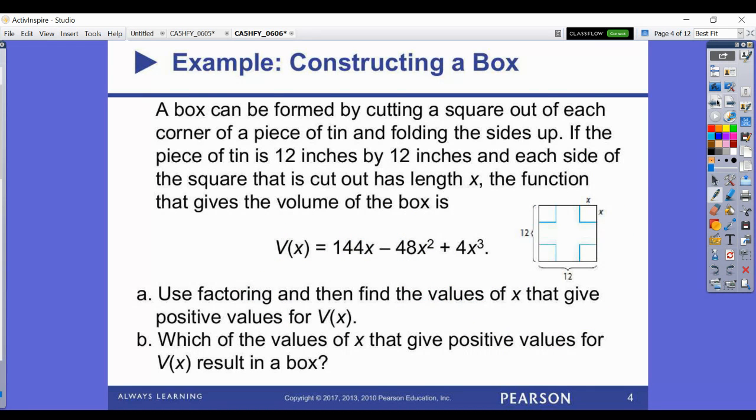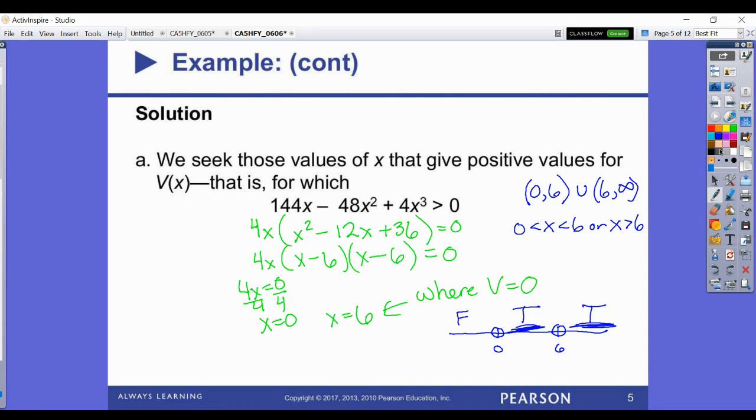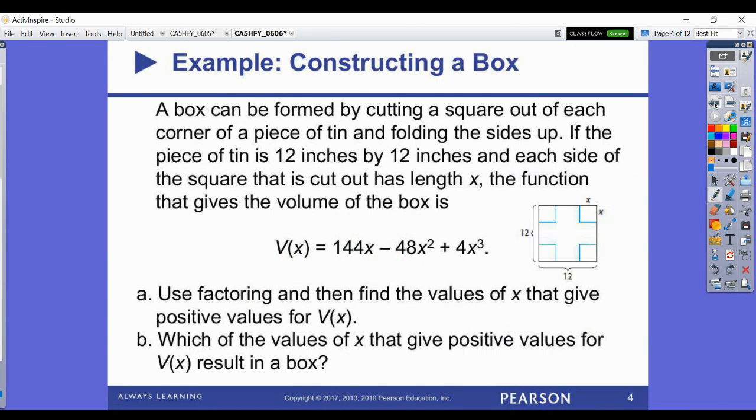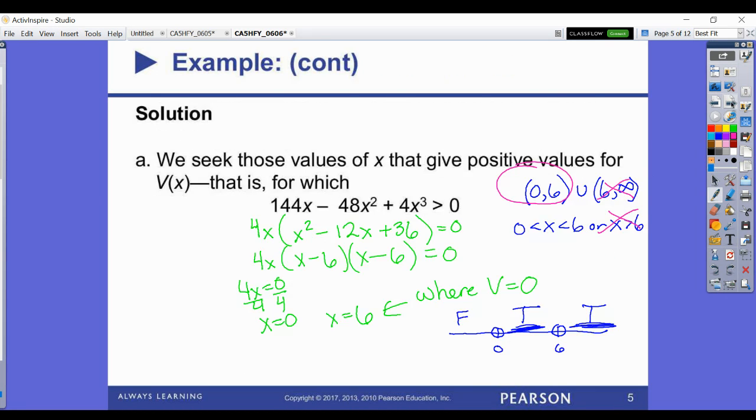For part B, which value would actually give me a box? Now, since this is a real world problem, if I have 12 and I cut off bigger than 6, then I'm not even going to have a box. So for part B, what answers actually would make a box would just be between 0 and 6. So my x value that I cut off of these corners right here can't be bigger than 6. It has to be between 0 and 6. And that would give me a positive volume. And that's all they asked for on this question.